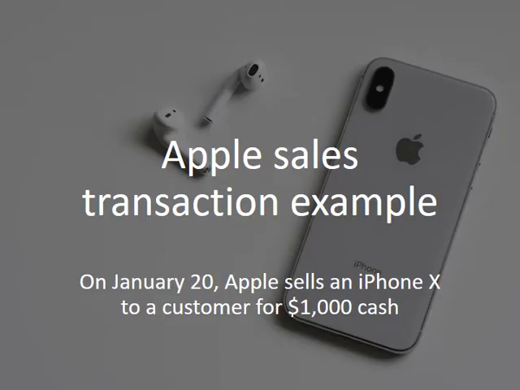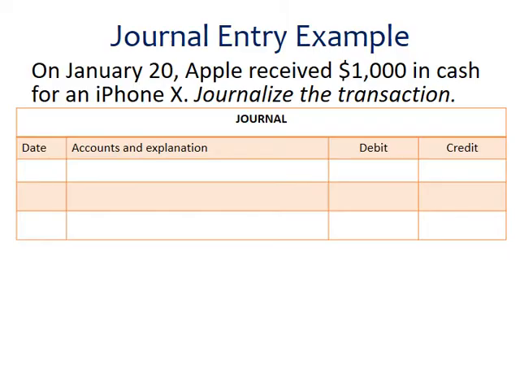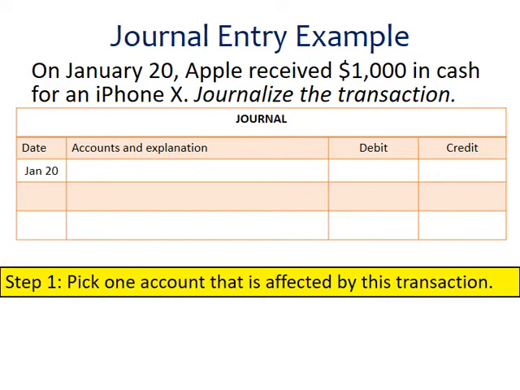Let's go through an example now and construct a journal entry. Assume that on January 20th, Apple sells an iPhone X to a customer for $1,000 cash. Let's start on our journal entry now. We know that the transaction happened on January 20th, so we can put that date in there. Now to Step 1. Pick one account that is affected by this transaction. I'm going to pick cash. Cash is a good rule of thumb. If you see cash in a transaction, it's a really nice place to start your journal entry.